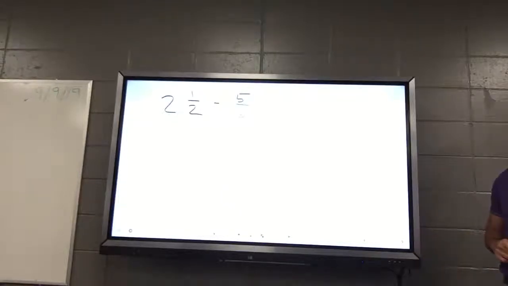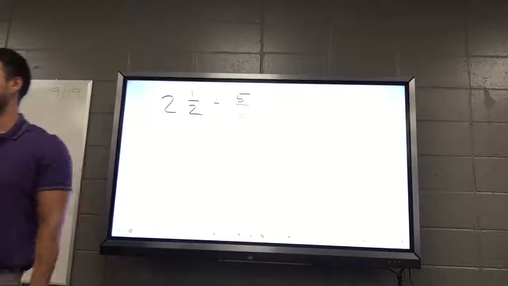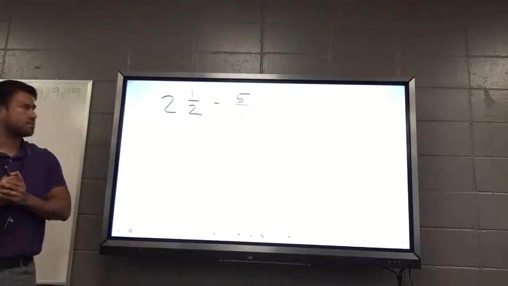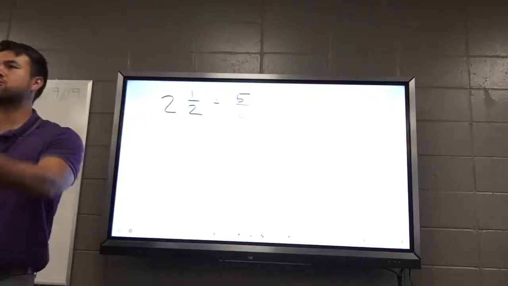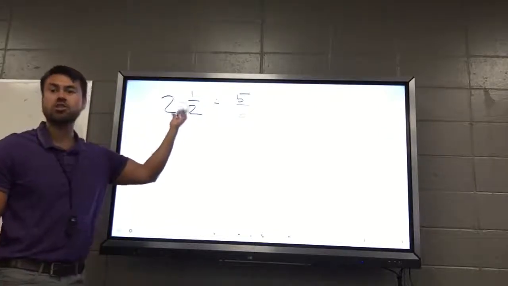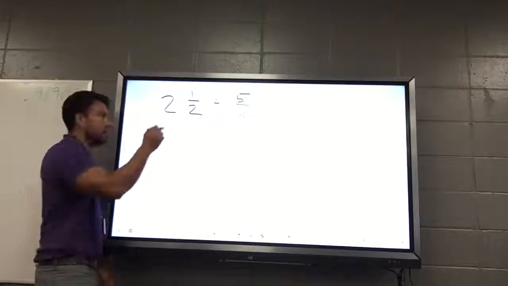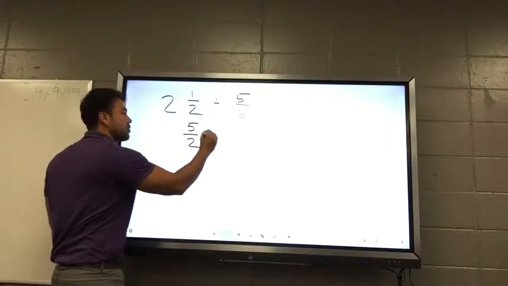Fractions. Good call. In fact, not only just fractions, but mixed numbers thrown in there. What I want to give you a heads up on is when you have mixed numbers and or fractions, make sure that you're dealing with fractions. So can I change this 2.5 into a fraction? Yeah, turn it into an improper fraction. 2 times 2 plus 1? 5/2. 5/2, and I'm just going to rewrite it.